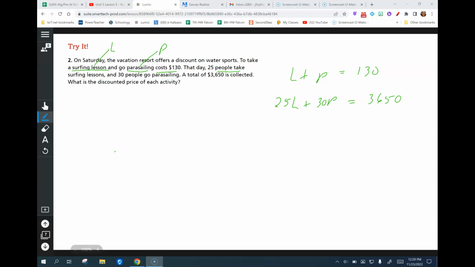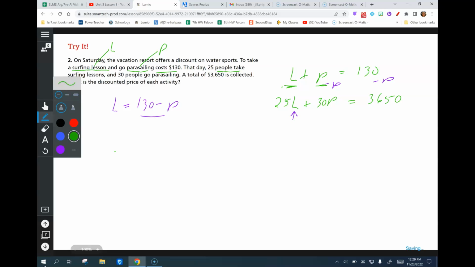So we have to get one variable by itself so it can substitute into the other. You're going to probably choose either L or P. It doesn't matter which one you choose. I'm going to choose L just because it's right there. So I'm going to subtract P from both sides so I can get L by itself. So I get L is equal to 130 minus P. And I'm just going to take that and plug it in place of L.